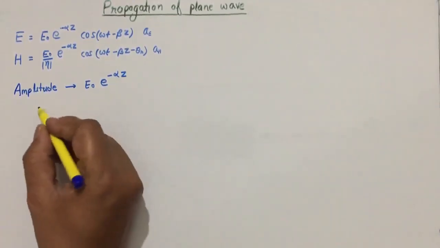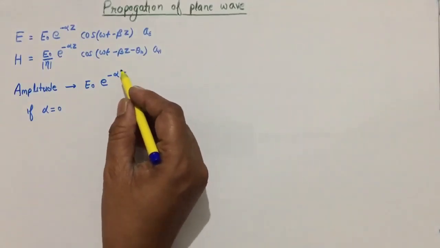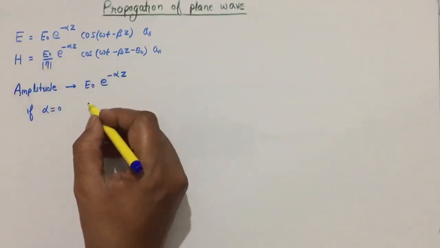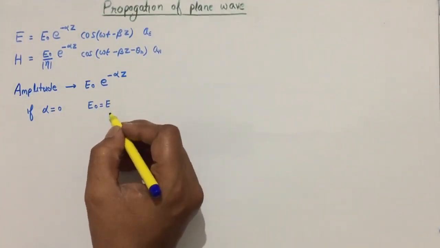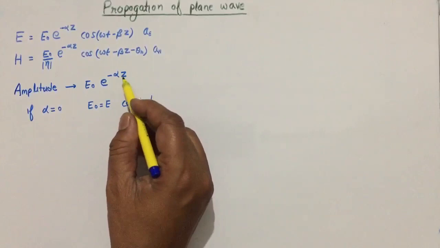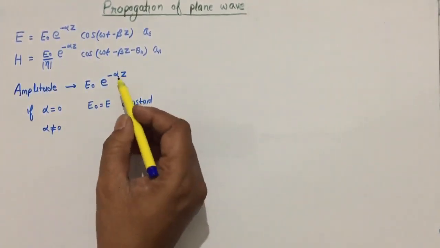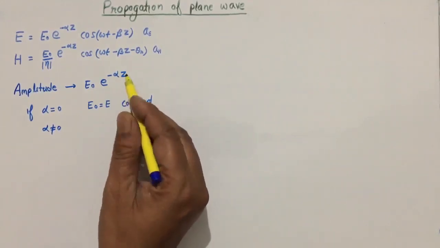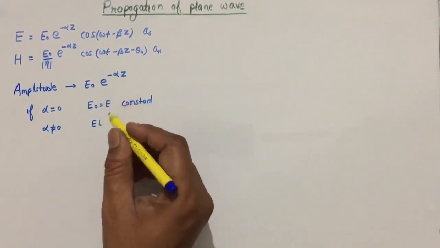If alpha is equal to 0, what does it mean? If alpha is 0, then this term will be 0 and this term will be 1. The amplitude of the E should be equal to the E naught. So E will be equal to the E naught, that is constant irrespective of the wave propagation. And if alpha is different from 0, then this value decreases with the increment of z. So the value of E decreases exponentially with z.